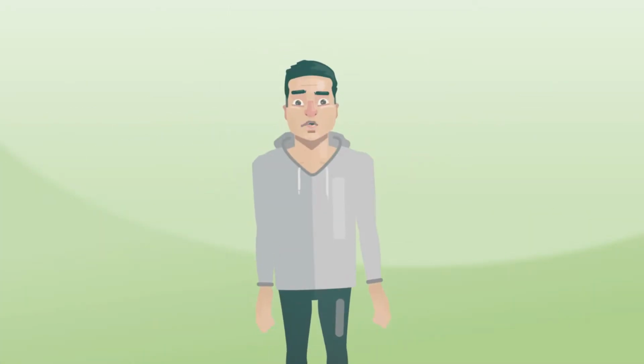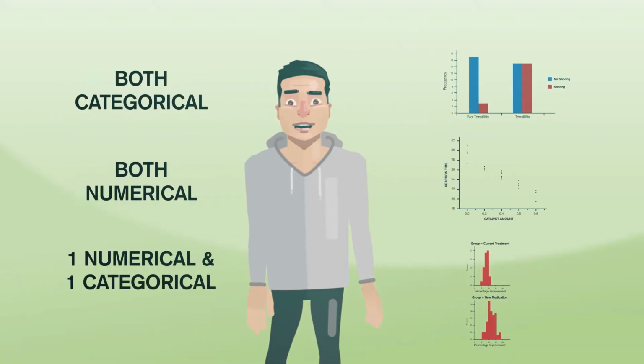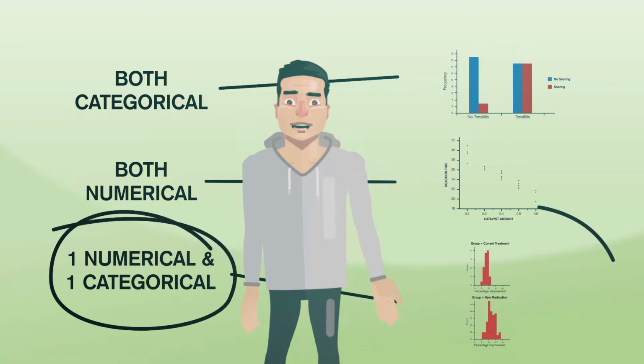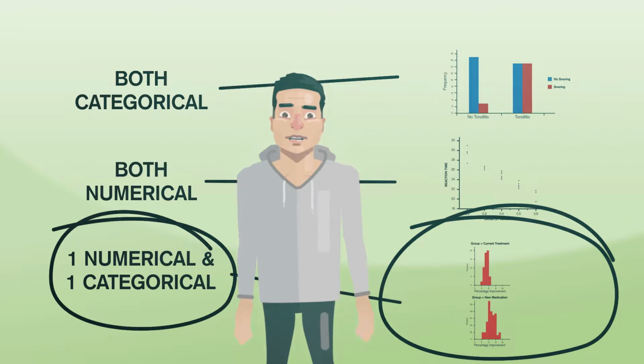In the video about visual displays for two variables, we considered how the variable types determine the appropriate visual display to use. In this video, we consider the appropriate methods of analysis for situations where we measure one numerical variable and one categorical variable across a number of subjects.